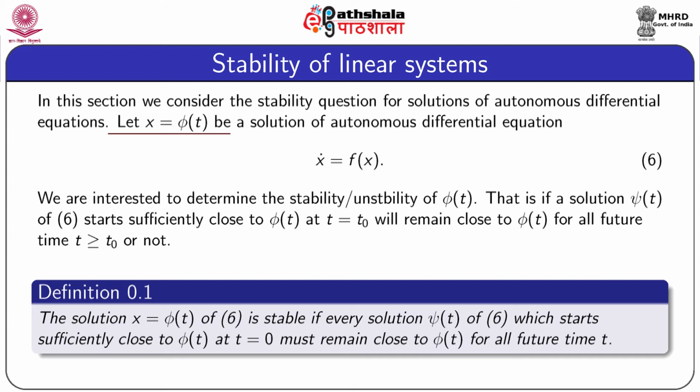Let x equal to phi t be a solution of the autonomous differential equation of the form x dot, which is dx/dt equal to f(x), given by equation 6. We are interested in determining whether phi t is a stable or unstable solution. That is, whether every solution psi t of 6 which starts sufficiently close to phi t at t equal to t0 must remain close to phi t for all future time t greater than or equal to t0.